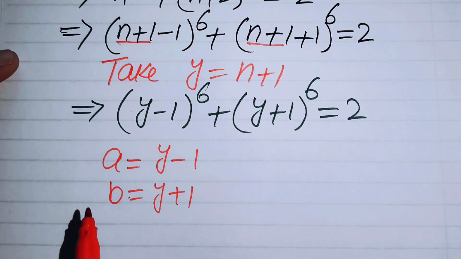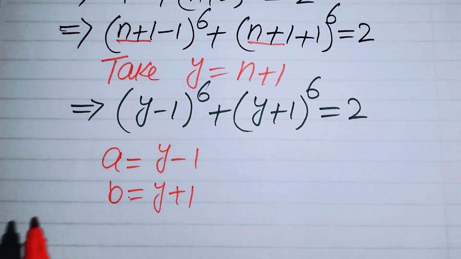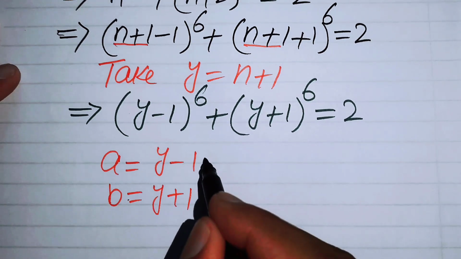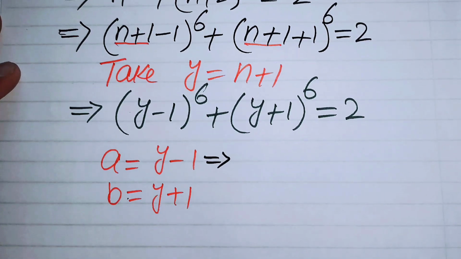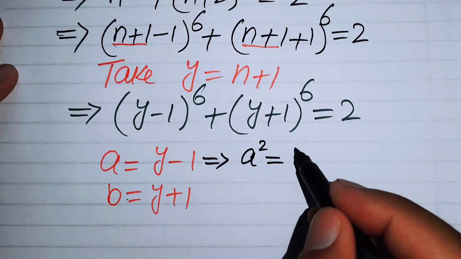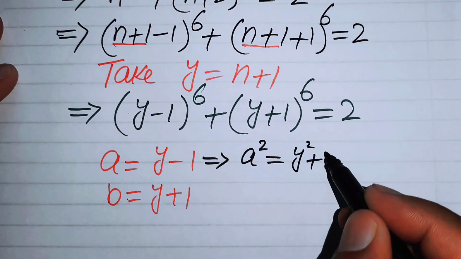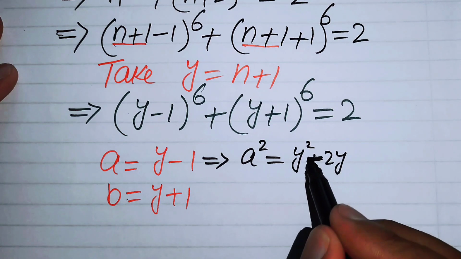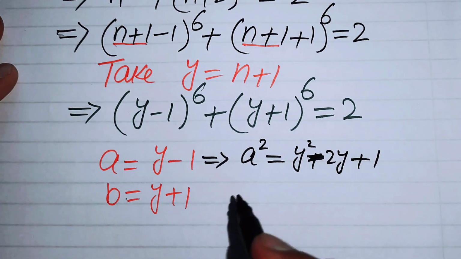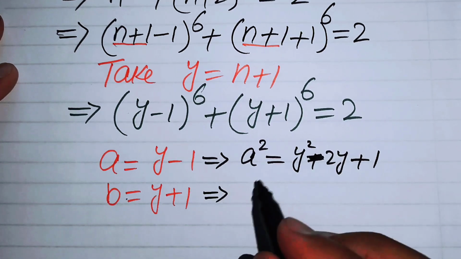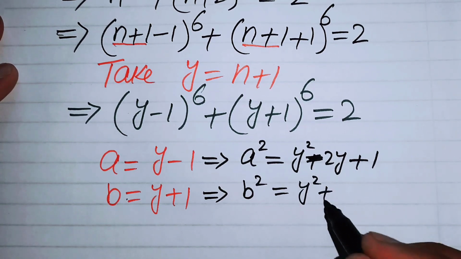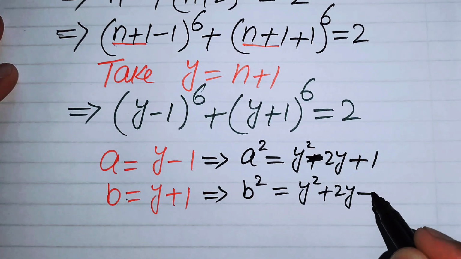So if a = y - 1, this implies that if I take the square on both of the sides, then you will get a^2 = y^2 - 2y + 1. And similarly you can take the square of b and you get b^2 = y^2 + 2y + 1.